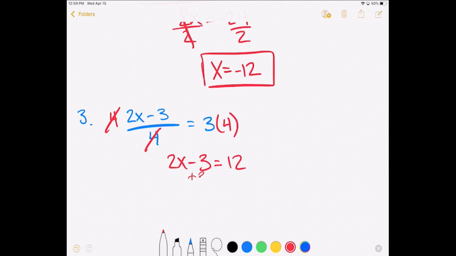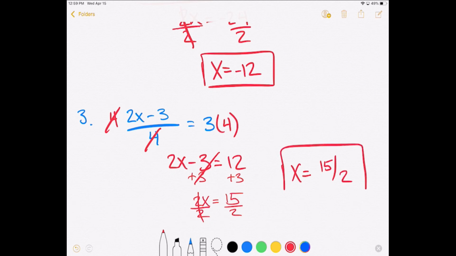We need to get our numbers to the right, and then get rid of this 2 by dividing it. And 15 over 2 is a fine answer. Okay, you can leave it like that since this is math of finance. If you want to give me 7.5, which is what that is, that's totally fine too.